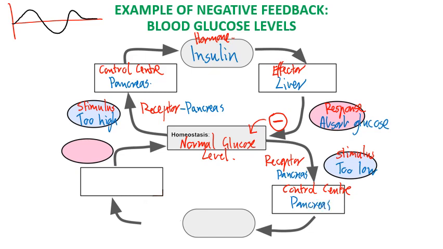It releases the other hormone which we need to increase our blood glucose levels, which is glucagon. And then glucagon travels to the liver again. So the liver is our effector. And instead of absorbing glucose, the liver needs to release lots of glucose so we have the right amount back in our bloodstream. So the liver is the effector, and the response is to release glucose so we're back to normal levels again.